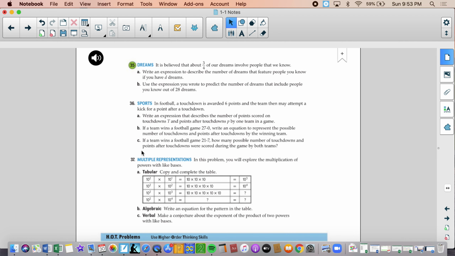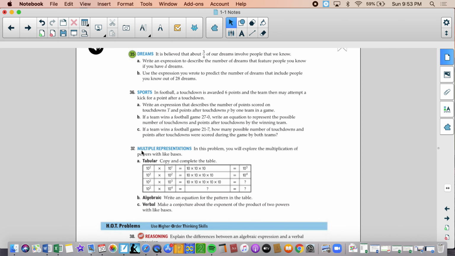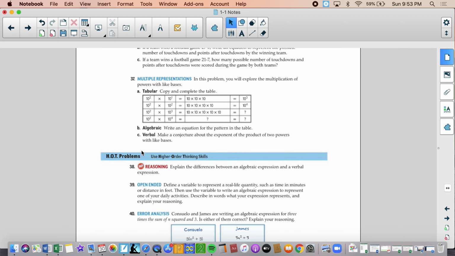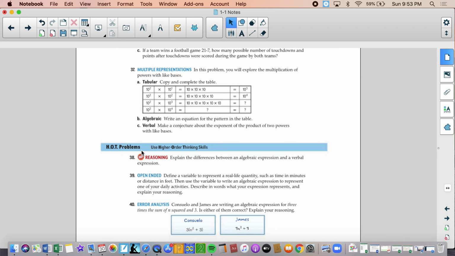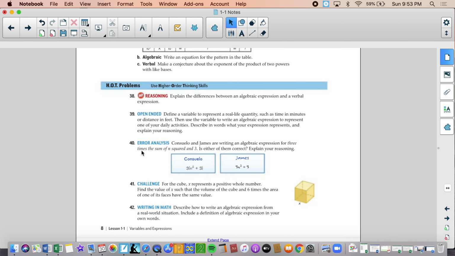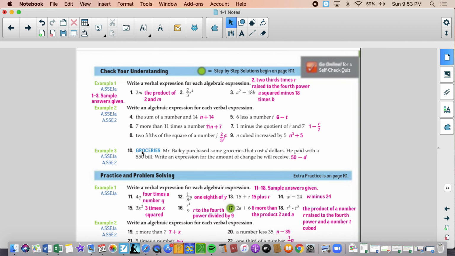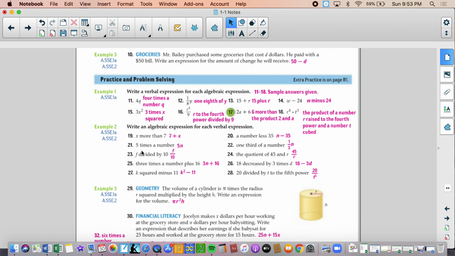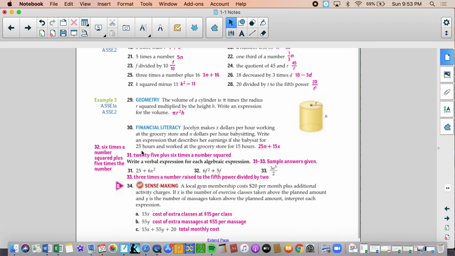Here are more advanced problems if you want to continue to challenge yourself. Hot problems, higher order thinking skills. These are good ones. And again, please feel free to tackle these problems. You will notice that I include the answers to all of these problems. This is not your homework though.